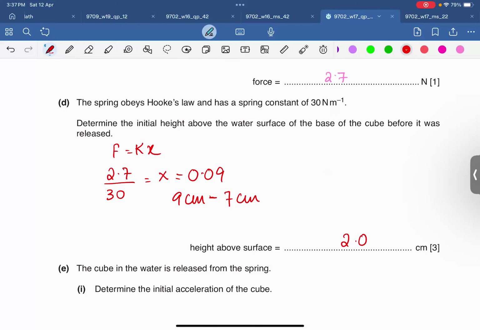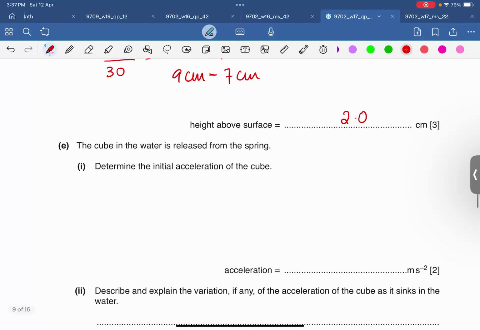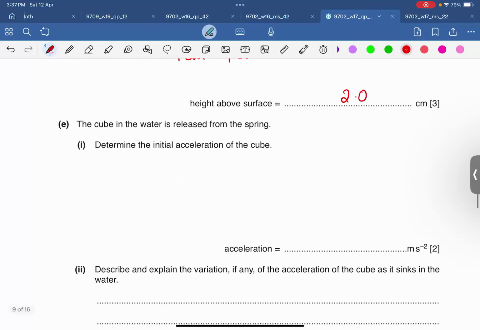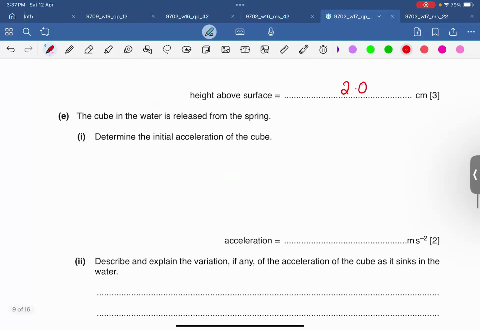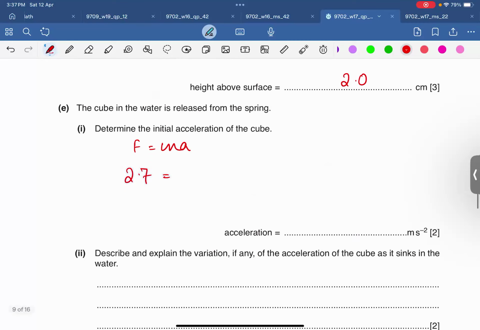And in this part the cube is released from the spring. Determine the initial acceleration. So for initial acceleration you have the force. The force is 2.7, and F equals ma. The force is 2.7 and the mass is 4 divided by 9.81 because it is given in the weight. So 2.7 into 9.81 divided by mass, which is 4. So that will give you the acceleration as 6.6.